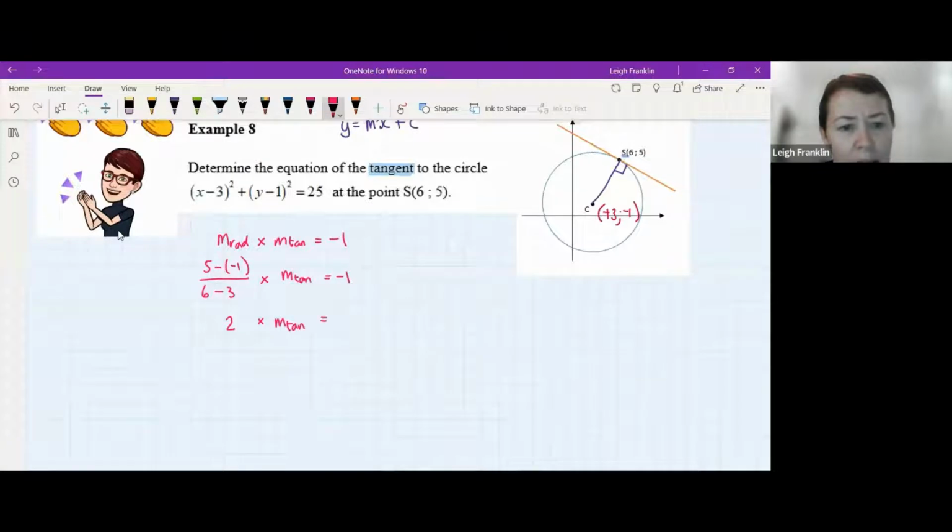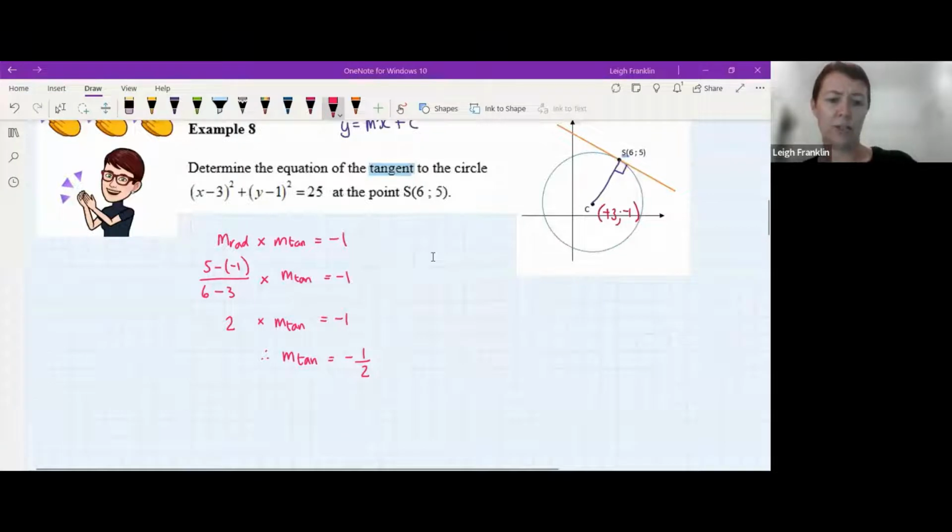Now I'm going to divide both sides of my equation by 2, and that means that the gradient of the tangent is going to be equal to -1 over 2. Very nice. Good, guys. Well done. So that is your first job, to work out the gradient of the tangent from the coordinates at the center and the coordinates at the point of tangency. You've got to calculate the gradient of the radius and then say the gradient of the radius times the gradient of the tangent, the gradients multiplied together, gives you -1.